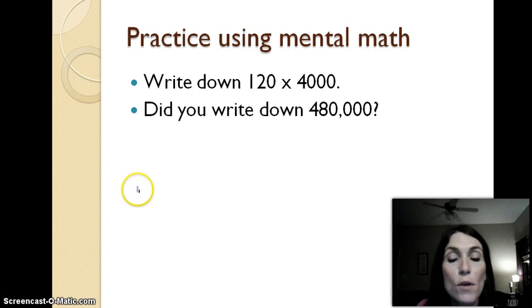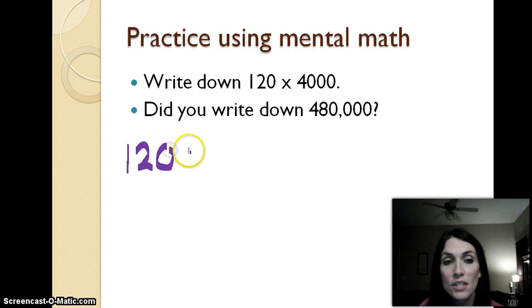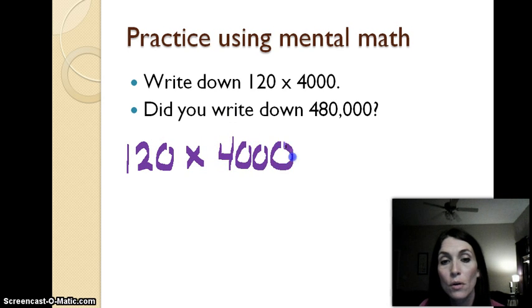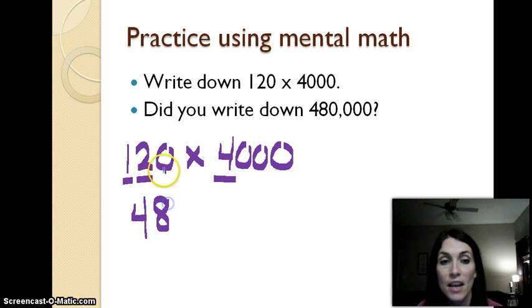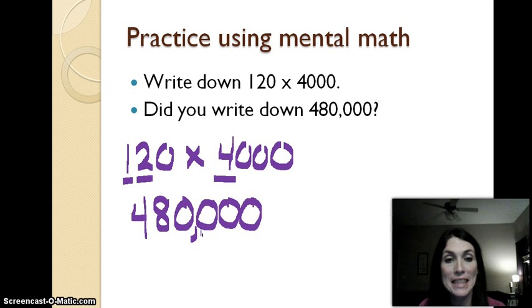Did you write down 480,000? If you did, you are correct. I would use our strategy of underlining the digits that have a value, which would be the 1 and 2 for 12 and 4. 12 times 4, I can do mental multiplication to know that that is 48. And then I bring down all of the other zeros that are left, which are 4 of them. And that gives me 480,000.